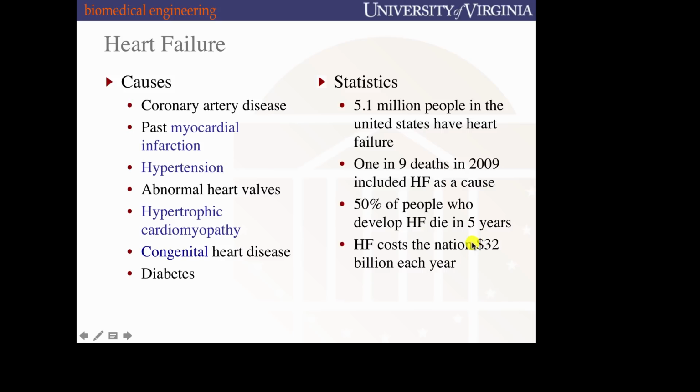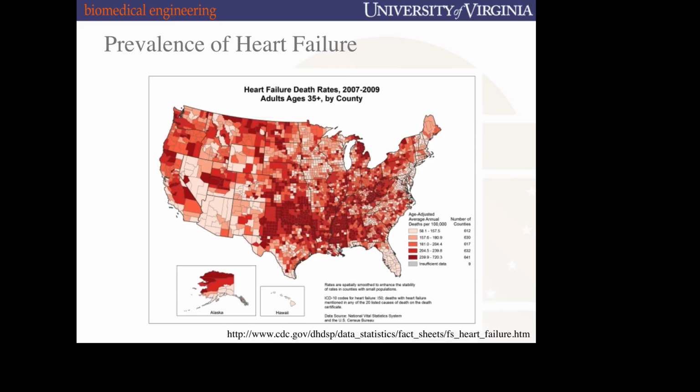And the cost to the United States is around $32 billion each year. And I'll point out that this is about the budget of the entire NIH. So we spend about the same amount on treating heart failure as we do on all government-based biological, biomedical research. As you can imagine, the prevalence of heart failure tracks a lot of times with demographics and diet. Certain individuals are predisposed to heart failure. Diet plays a significant role, as well as exercise, etc.